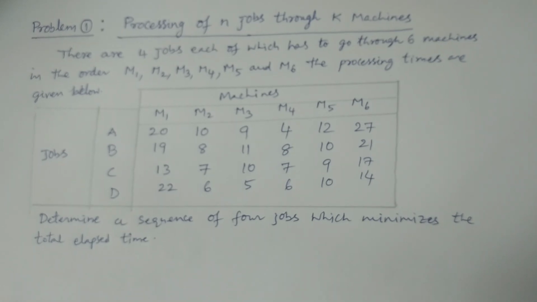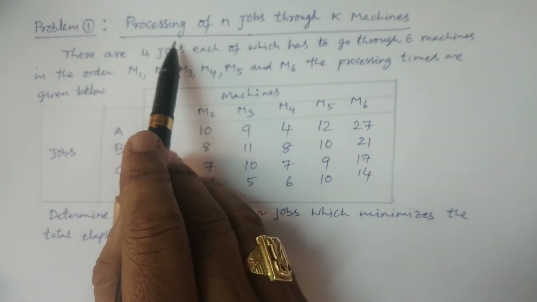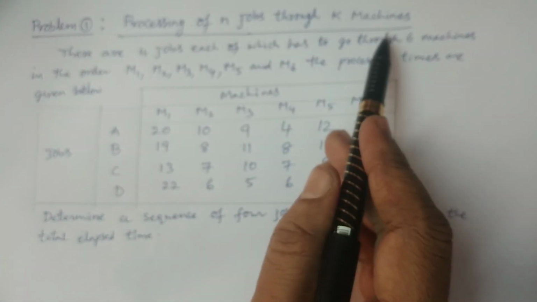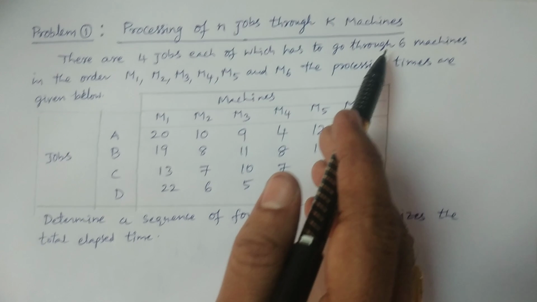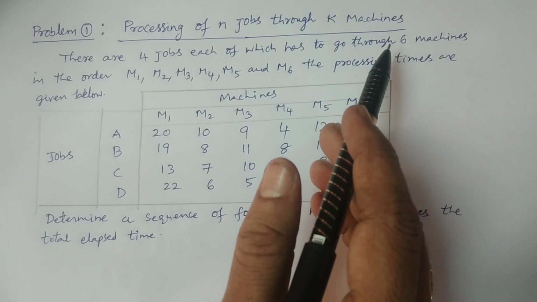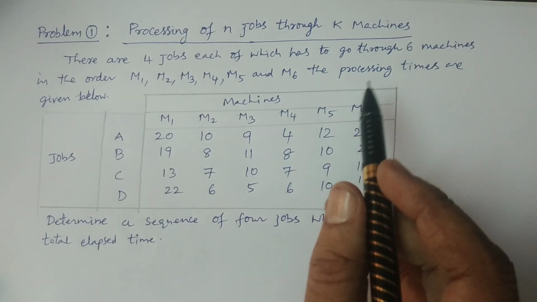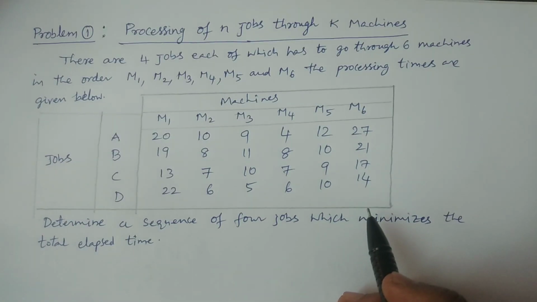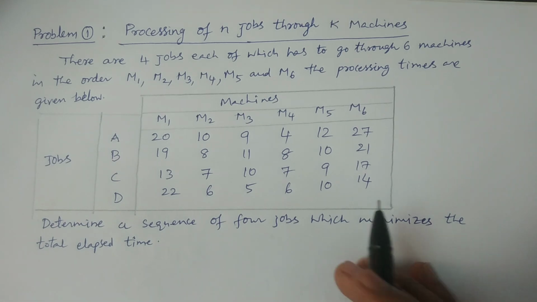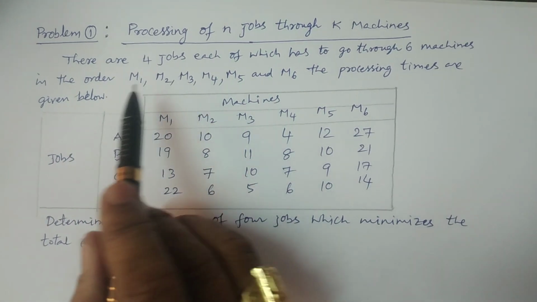In this lesson I explain one of the problems in sequencing: processing of n jobs through k machines. We have already calculated n jobs through 2 machines and n jobs through 3 machines, and now n jobs through k machines. Let us see the problem.